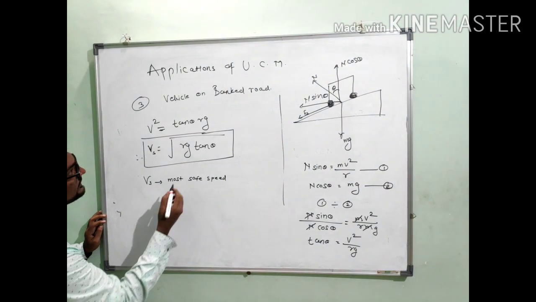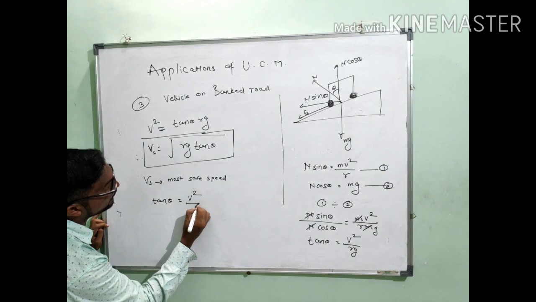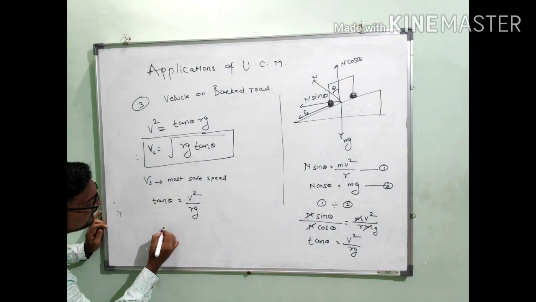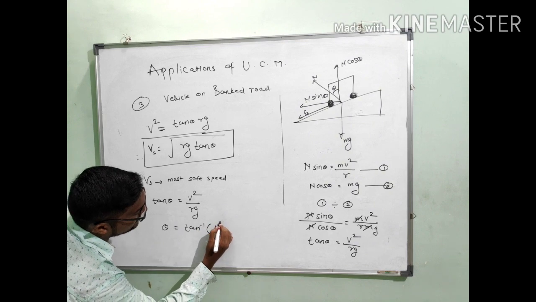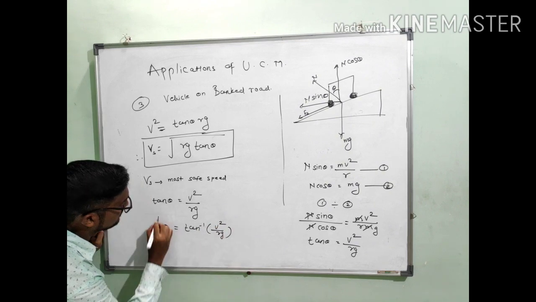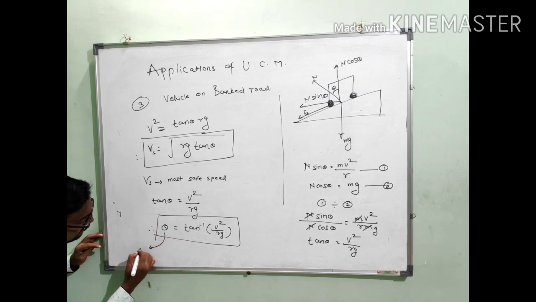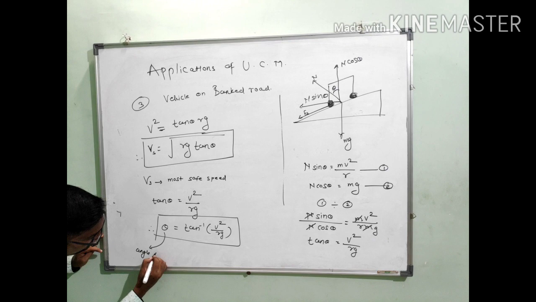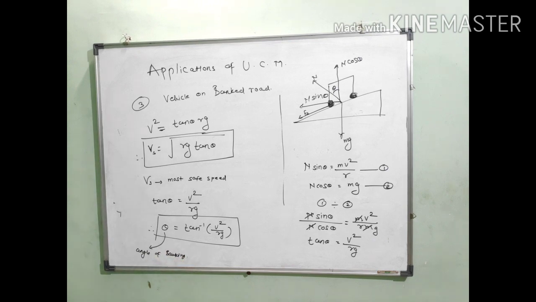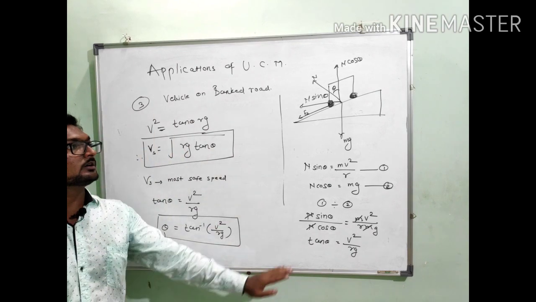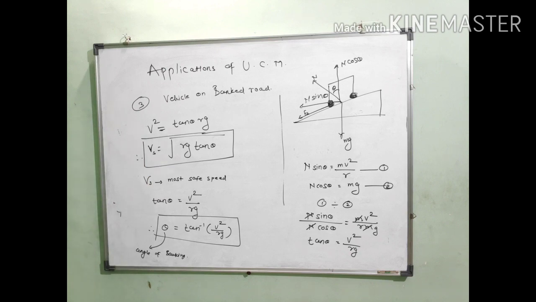Now tan theta is equal to v square upon rg, and theta is equal to tan inverse of v square upon rg. And this angle is called the angle of banking. So this is the final solution of a vehicle on banked road.